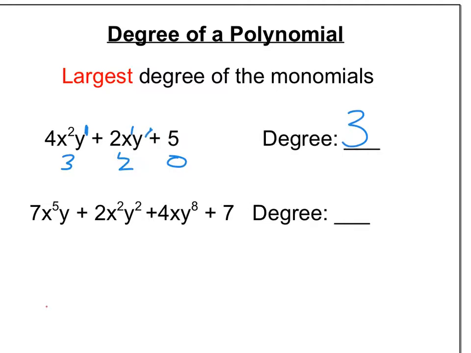So if you look at the second example, we've got 7x to the 5th y. Well, that y has an invisible exponent of 1, so 5 plus 1 is a degree of 6. Here, 2 plus 2 is 4, x to the 1, so 1 plus 8 is 9, and a constant has a degree of 0. So the highest degree of the 4 terms is 9, so the polynomial has a degree of 9.